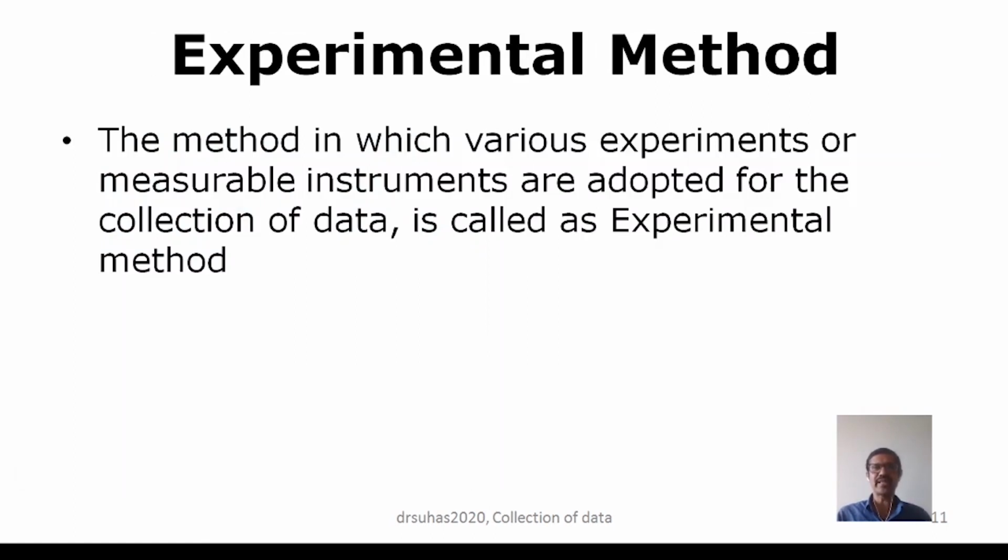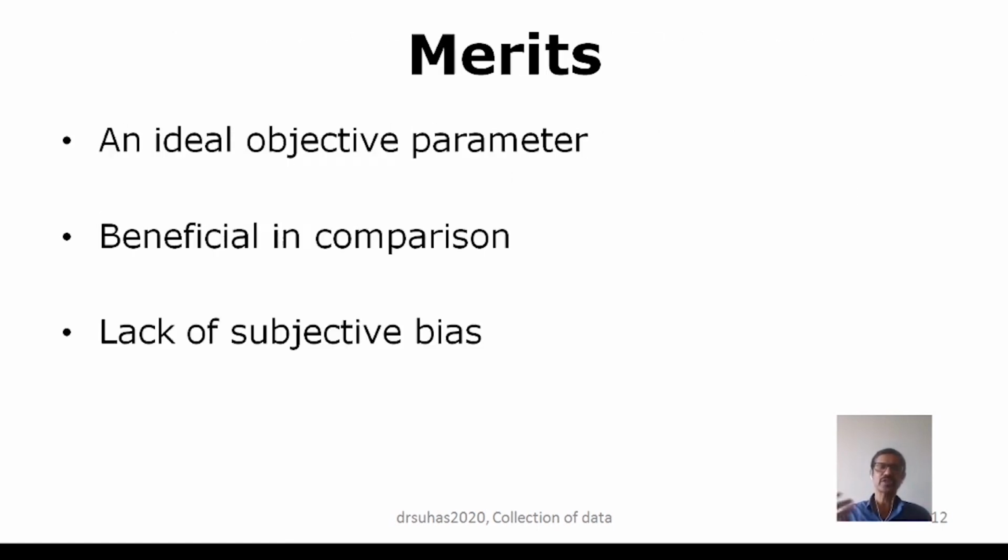So coming to the next method, which is the experimental method. The method in which various experiments, measurable tools and investigations are adopted for the collection of data is called the experimental method. So the usage of this method is, it is an ideal objective parameter.